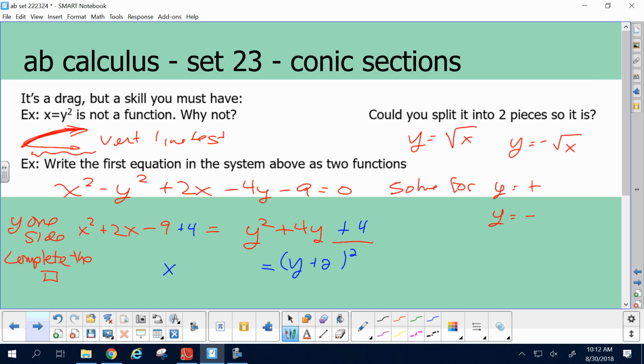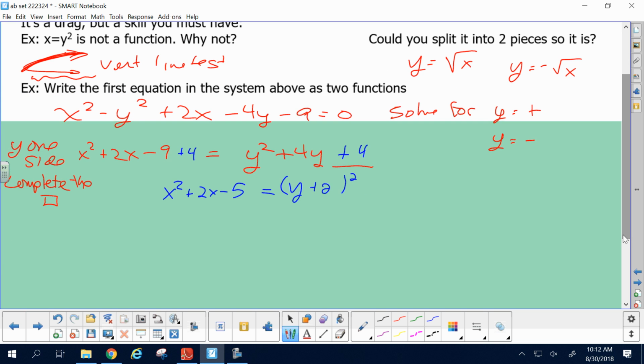On this side, I could do stuff over there, but I don't really care what x does. I just want y. So now, solving for y, what would you do? Square root, and when you square root, it's plus or minus. So y plus 2 is plus or minus the square root of x squared plus 2x minus 5.